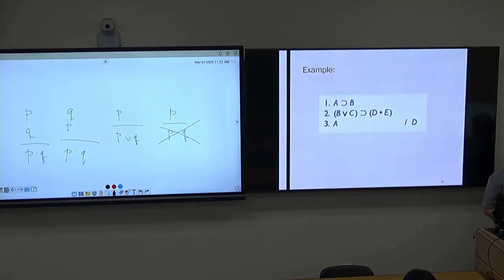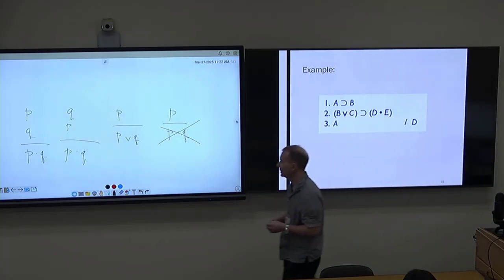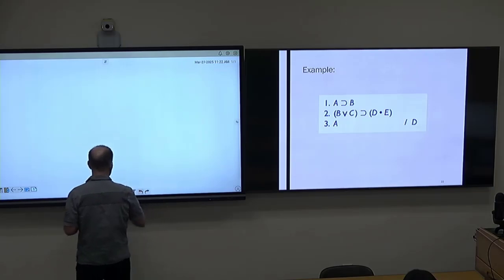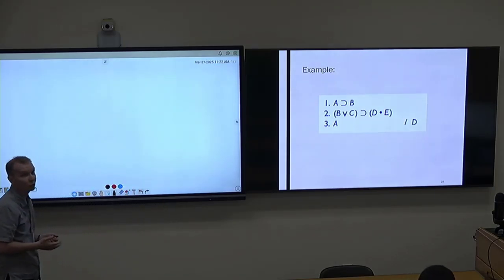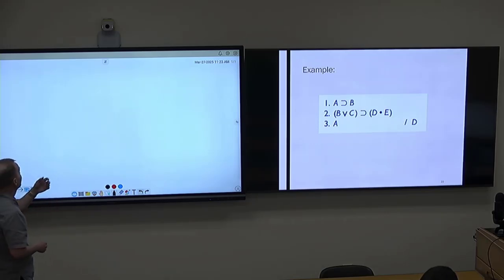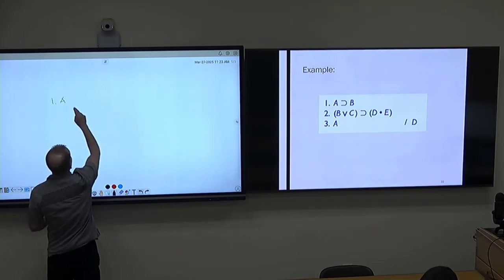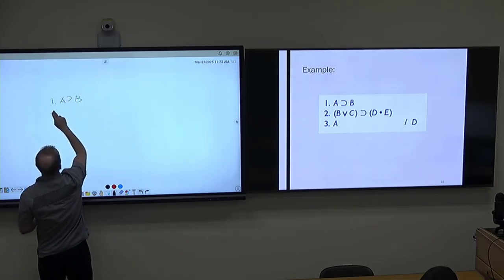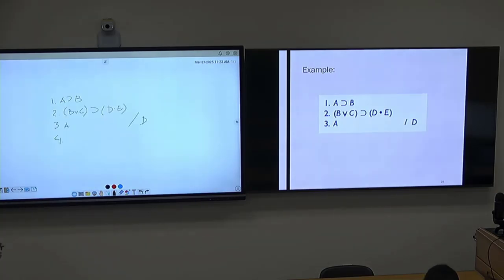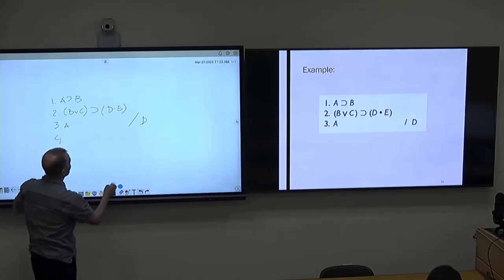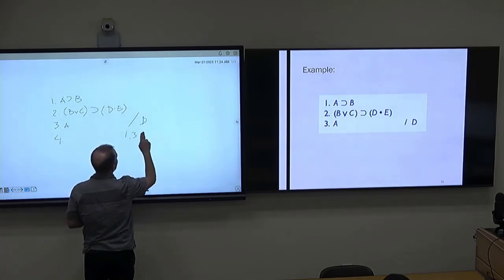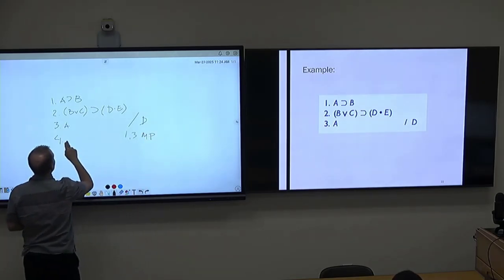Okay, so let's look at some examples of how these rules can be applied, because we're again going to be doing the same thing as we did last time, except now we have more rules, so more tools in our box to reach our conclusion. You see, again, we are starting with what we are given. This is the argument we have. Exactly. Lines 1 and 3. Between 1 and 3, if we use MP, we are going to get B.